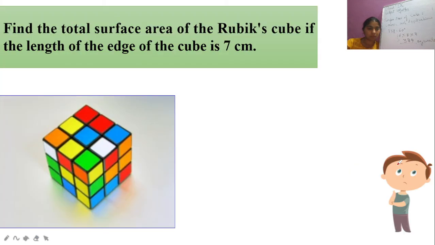Okay, now students, one more question. This is a Rubik's cube, right? So we have a cube whose edge is given to us as 7. Now you have to calculate for this Rubik's cube. The length is given as the edge of a cube, and we know that for a cube every side is going to be the same, right? So we will calculate with the help of its total surface area. So use this formula only. Pause the video and do this question.